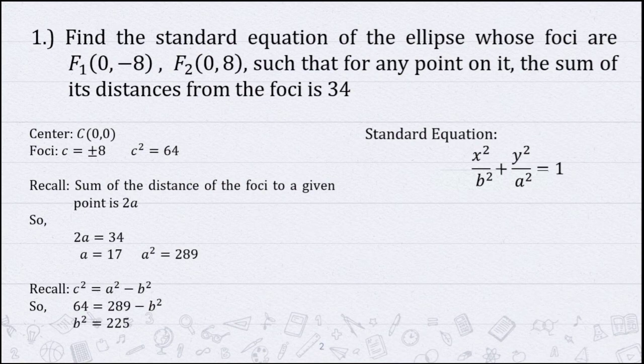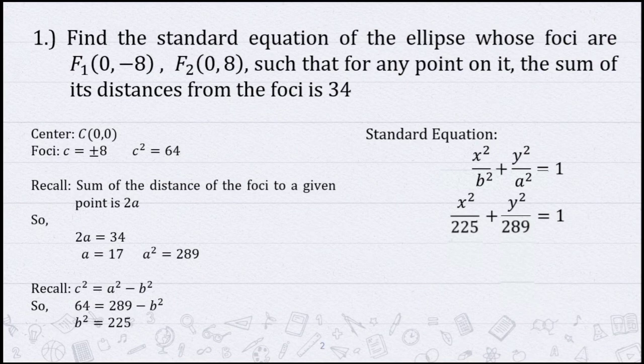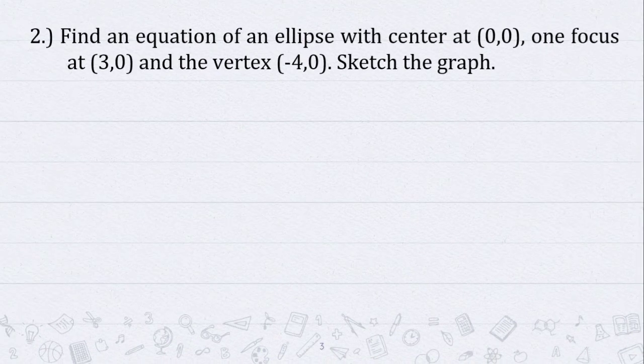With the values of our a squared and b squared, we can now complete our standard equation. X squared over 225 plus y squared over 289 is equal to 1. Number 2. Find an equation of an ellipse with center at 0, 0, one focus at 3, 0, and the vertex negative 4, 0. Sketch the graph.